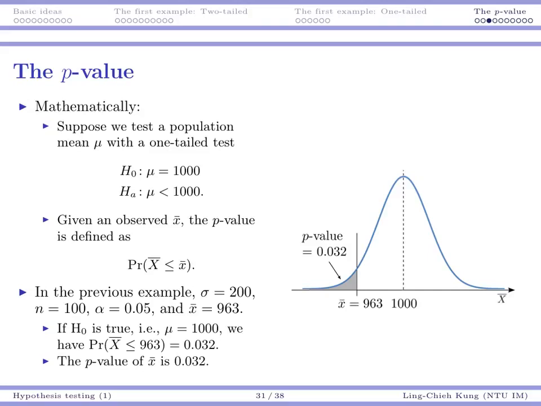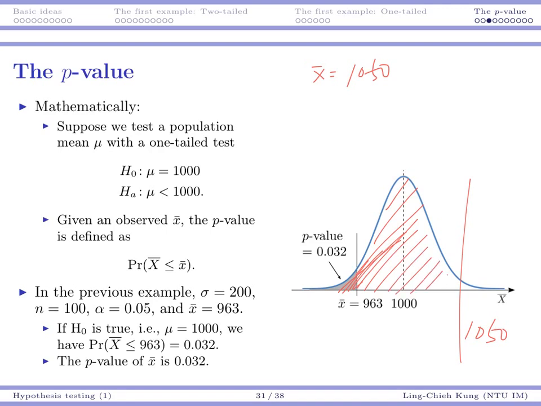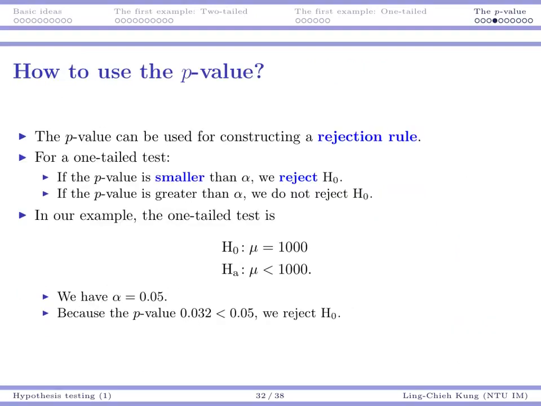As a very quick other example, suppose we observe something that is, for example, 1050, then we're going to get some value that is here. Suppose this is 1050. Then its p-value would be everything that is left to it. It doesn't matter whether x bar is here or there. All that matters is our HA is talking about a left tail probability. So the p-value is a left tail probability.